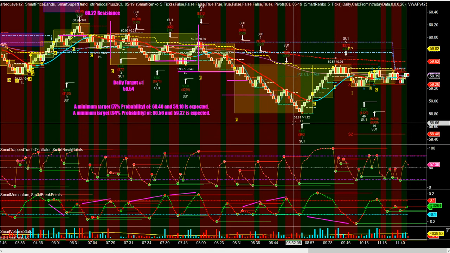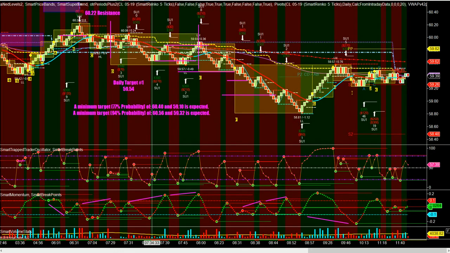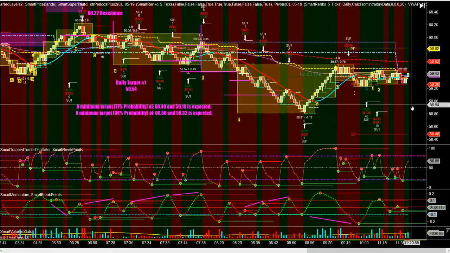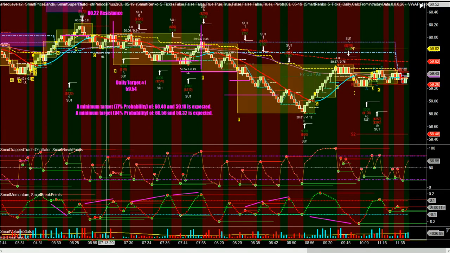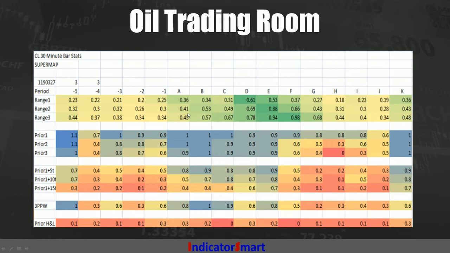Super map here. This tells us at each juncture along the way, for example, all these periods today, 90% to break the prior, 90%, 90%, 80, 80, 80, 60, and then 100% in K. Which is exactly what it did.